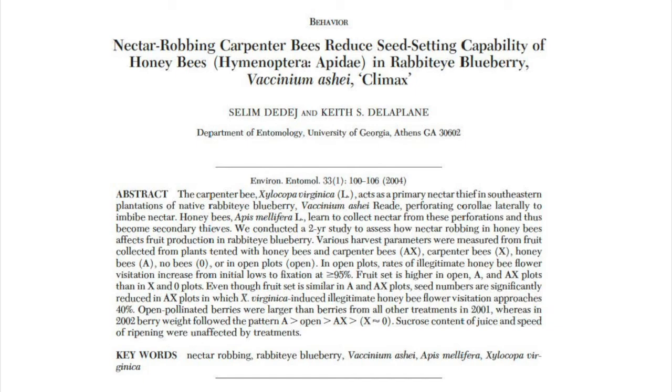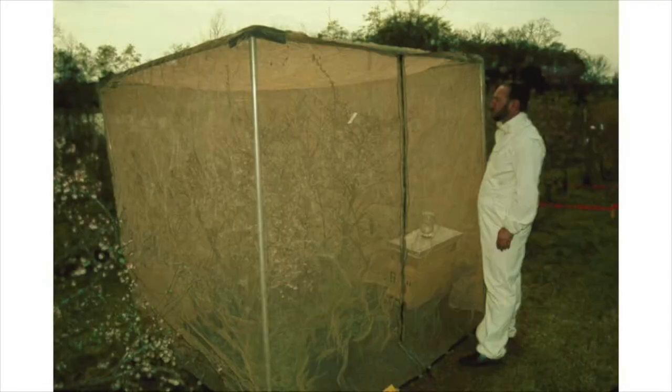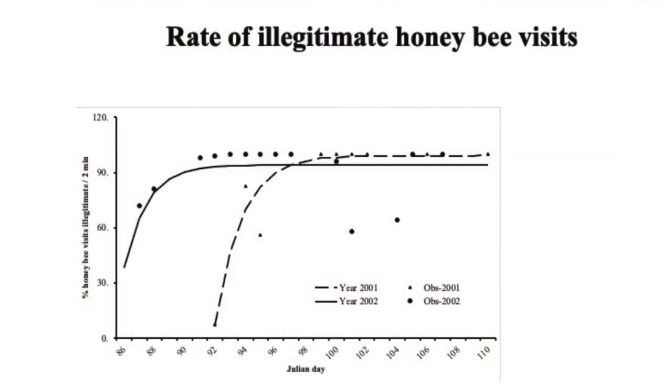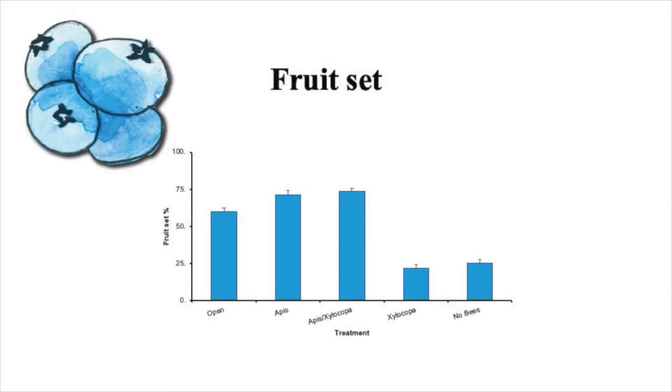My students set up different tents with honeybees alone, with carpenter bees alone, and every possible combination. We showed that illegitimate honeybee visits do in fact increase as time goes on and there are more and more nectar thievery holes. We were also able to show that honeybees, in the presence of Xylocopa, pollinate quite well, but when Xylocopa was by itself, they got pretty bad pollination.